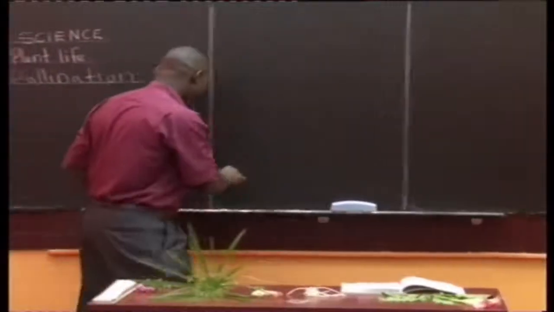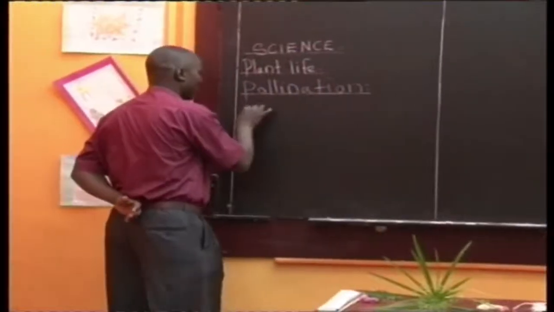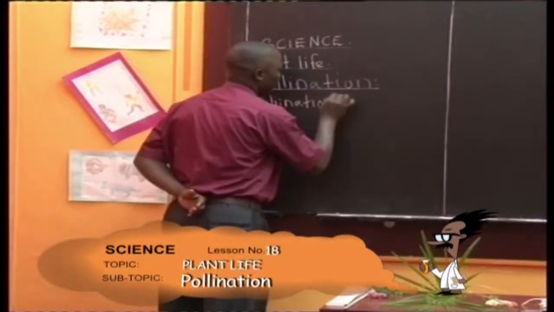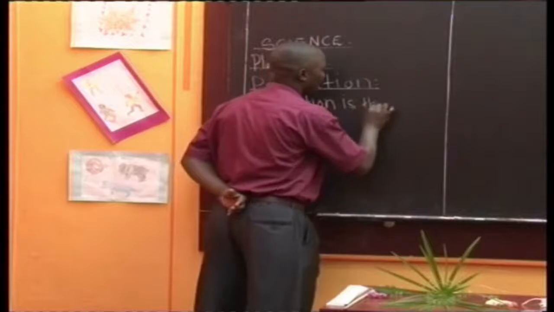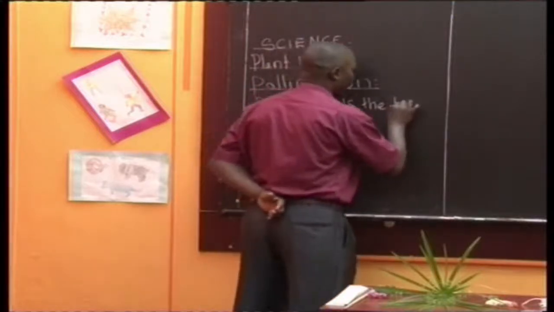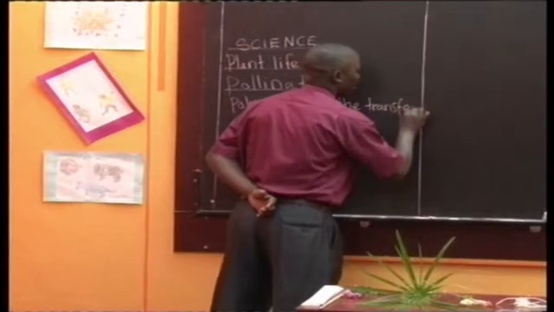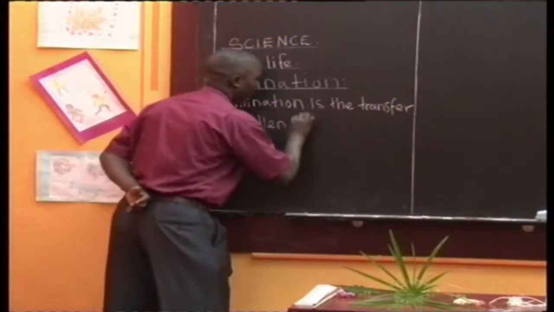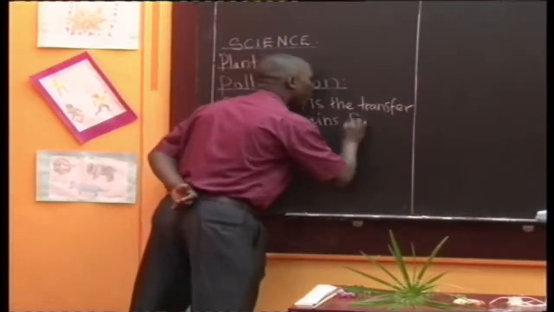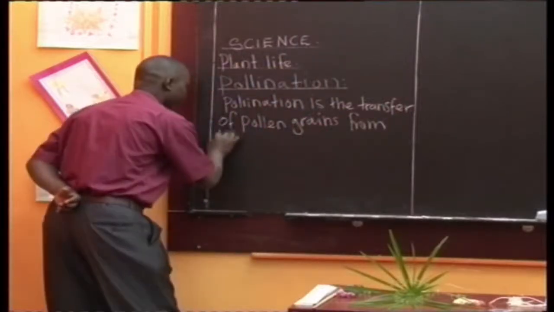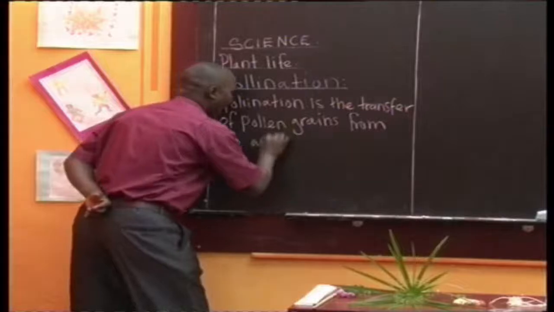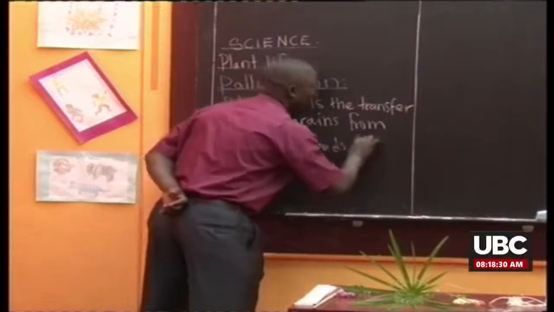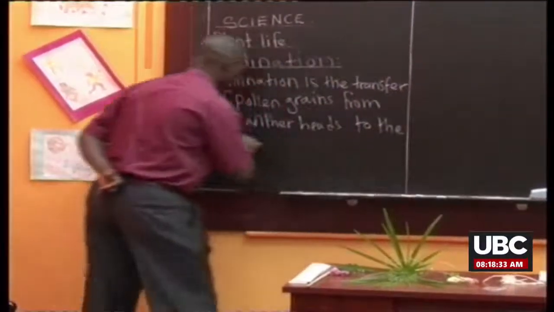Let's write that statement down, children. We are saying that pollination is the transfer of pollen grains from the anthers, or let's say from the anther heads, to the stigma.